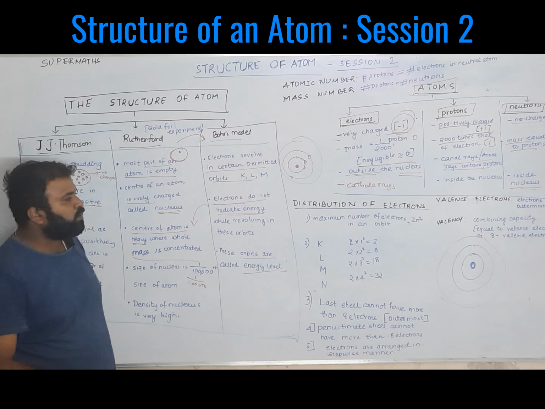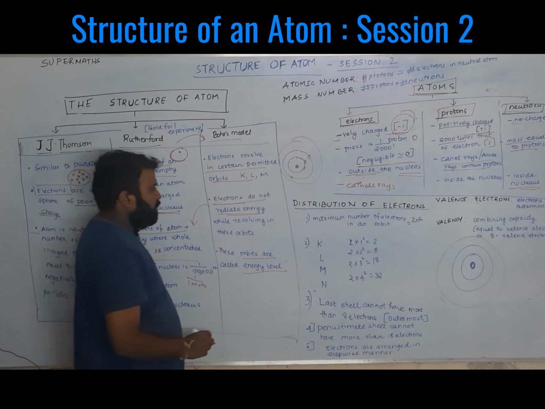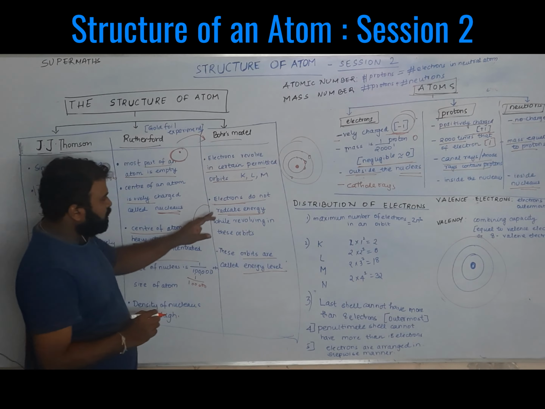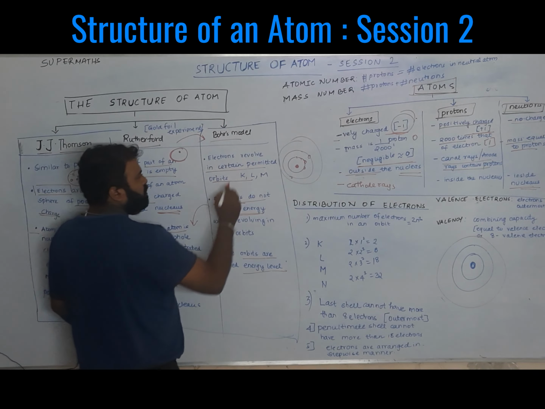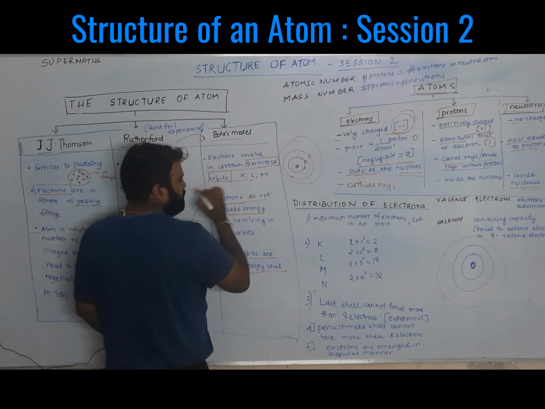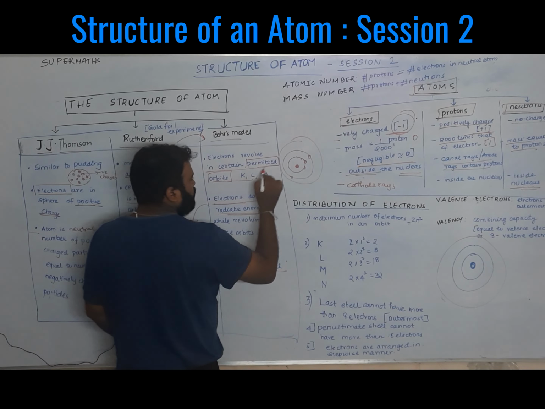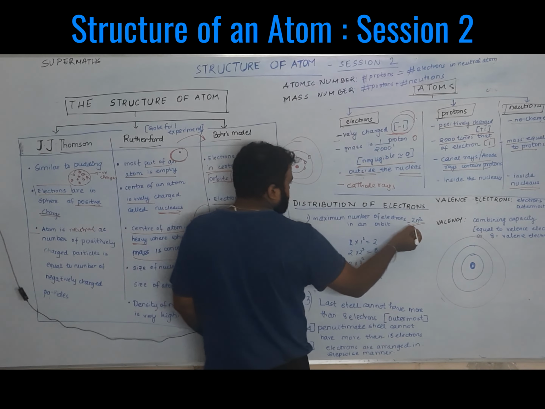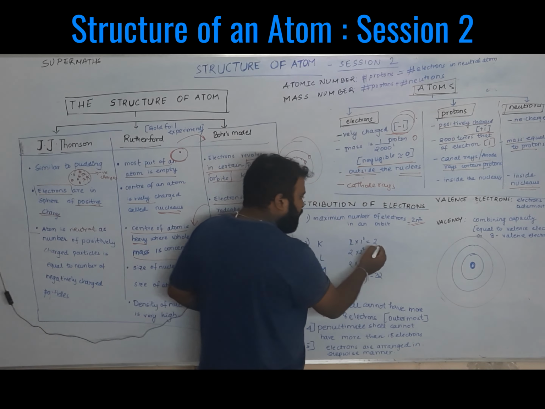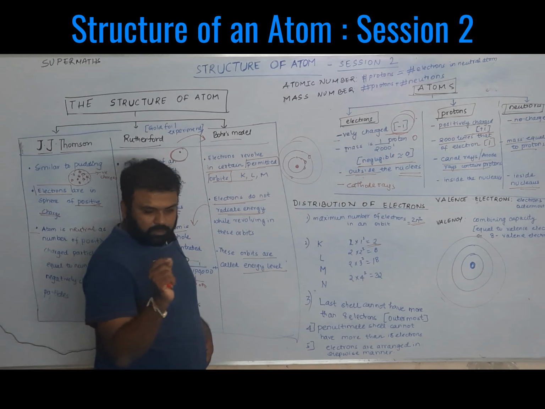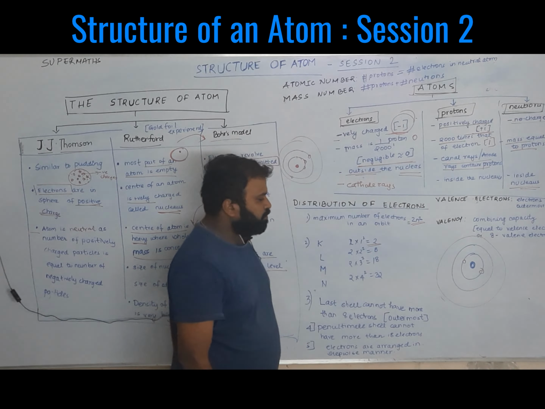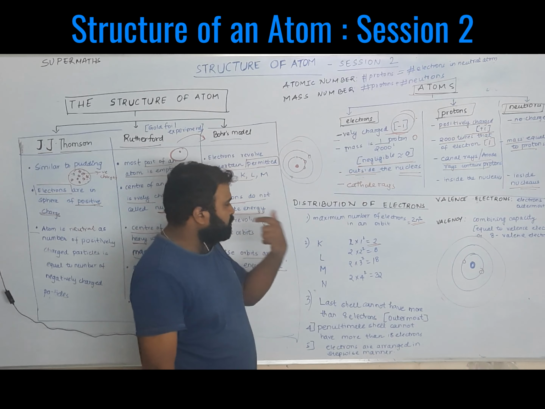Apart from this, we also know about the distribution of electrons. In Bohr's model we understood that they revolve around certain permitted orbits. The maximum number of electrons in each orbit is 2n square. So if this is the first orbit, it can hold a maximum of 2 electrons. Beyond this, the space is filled. It cannot accept more than 2 electrons.